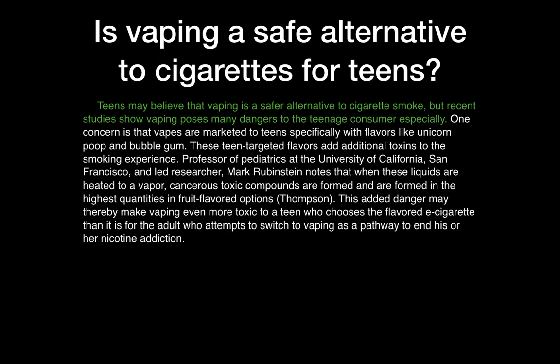So let's look at an example here. So remember that our topic sentence, our preview, was that teens may believe that vaping is a safer alternative to cigarette smoke, but recent studies show that vaping poses many dangers to the teenage consumer especially. I need to give an example of how vaping poses dangers. So my example is, remember, I need to be specific. One concern is that vapes are marketed to teens specifically with flavors like unicorn poop and bubblegum. I'm not kidding. Unicorn poop. Okay, whatever. These teen-targeted flavors add additional toxins to the smoking experience.